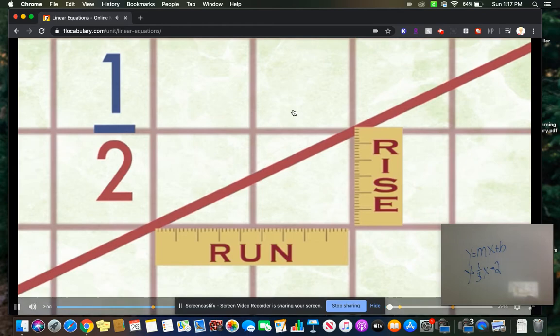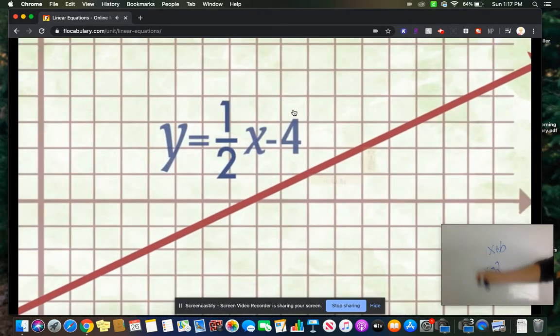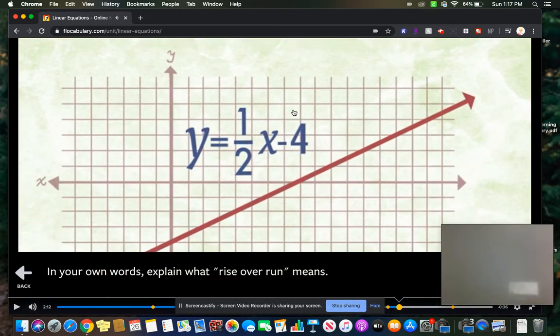I know that might sound crazy, but get it straight like a line, not wavy. In your own words, explain what rise over run means. So when we write our slope, we write it rise over run. So if we're taking a look at a line, let's say our line looks like this, okay?